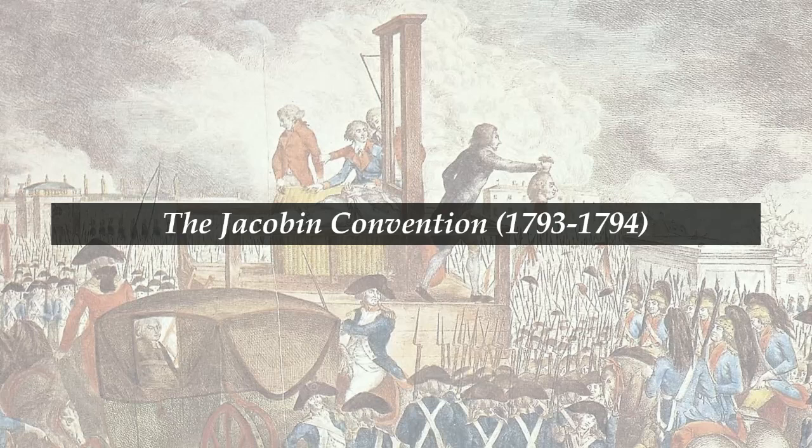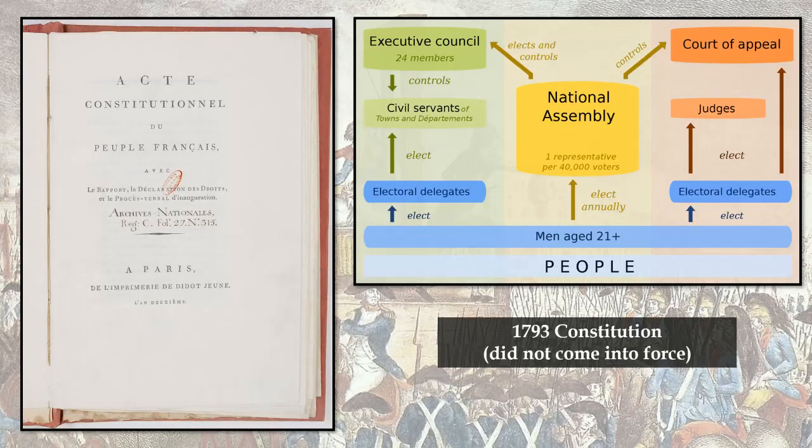So now we have the Jacobin Convention in charge in 1793. What are they going to do? Well, this is known as the extreme phase of the revolution. They are going to draft a new constitution, a very progressive constitution. They recognize popular sovereignty, because all the men aged 21 or more are going to be able to vote, and they are going to recognize a lot of rights.